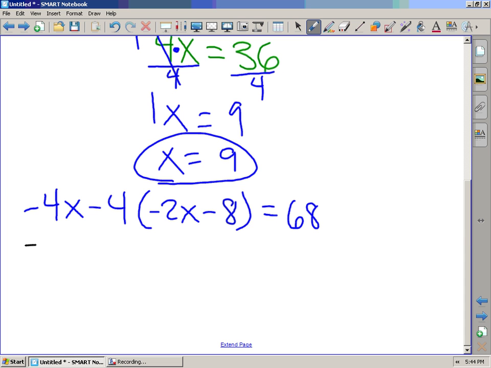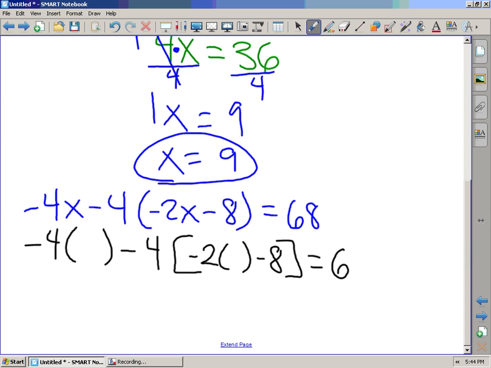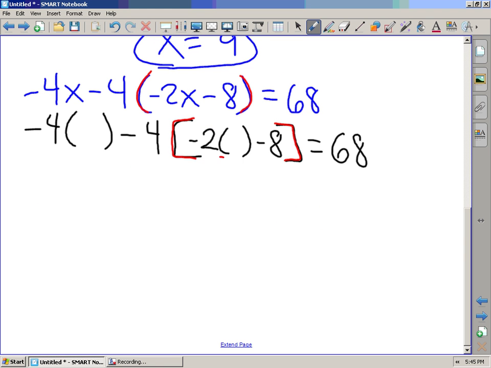In this next step, I'm going to substitute in the 9 wherever there is an x. So it's going to replace the variable. Now you'll notice that I put in brackets here to replace these parentheses. And the reason is because I recognize that I'm going to have parentheses within parentheses, and it can look confusing when you have two sets of parentheses. So for clarity purposes, I replace the outer parentheses with brackets.